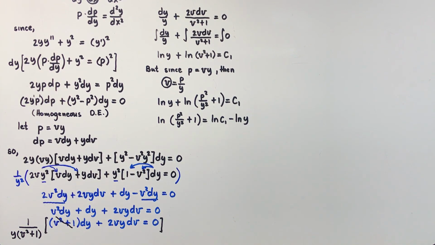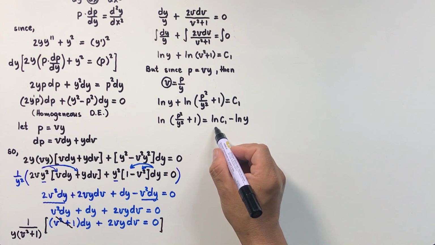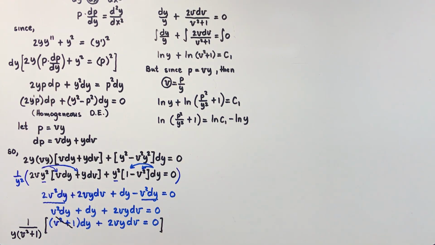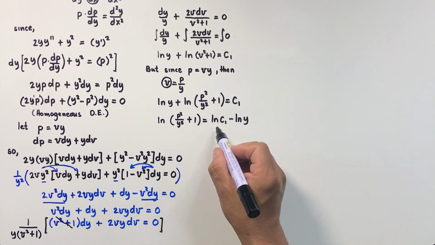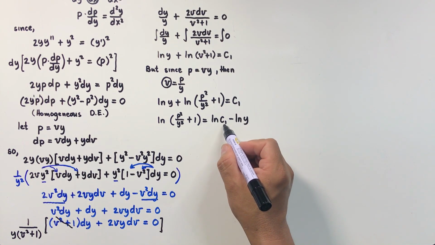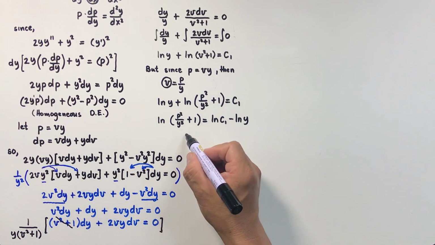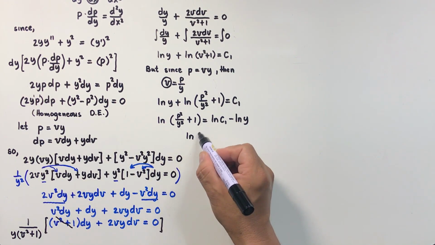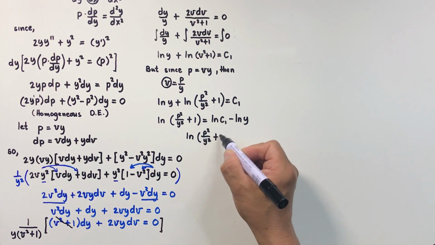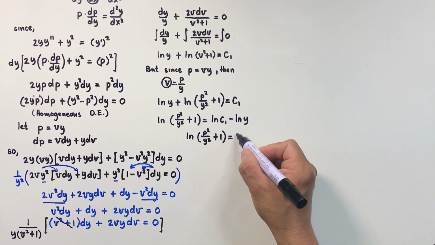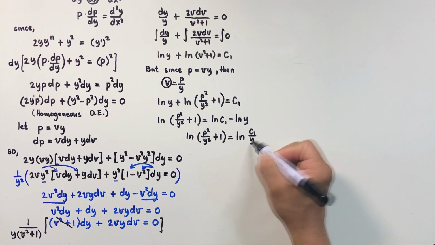And you might ask a question, why is it that c sub 1 became ln of c sub 1? Because c sub 1 is a constant, therefore the natural log of a constant is still a constant. And I do that so that I can combine the two. So we have ln of p squared over y squared plus 1 is equal to the natural log of c sub 1 over y.